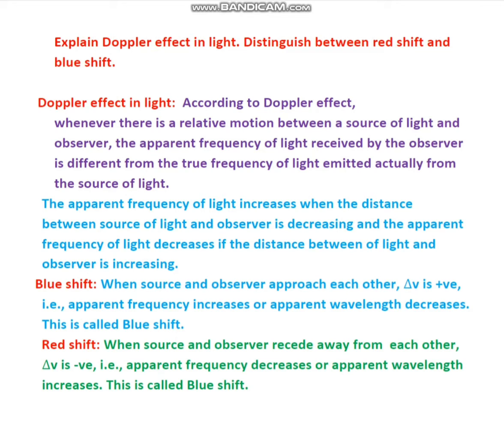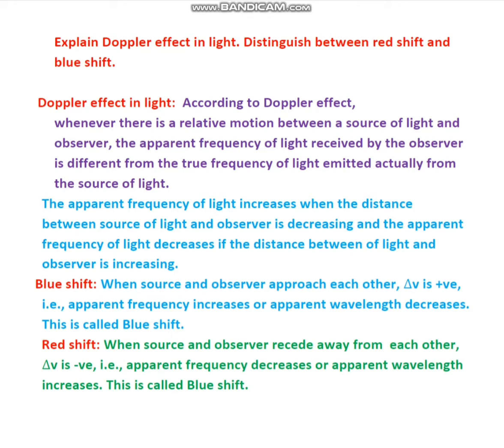Questions. The important 4 marks question is: explain Doppler effect in light, and distinguish between redshift and blue shift. So first we can write the definition of Doppler effect in light, and next we can write the statements of the redshift as well as blue shift. So first, Doppler effect in light.